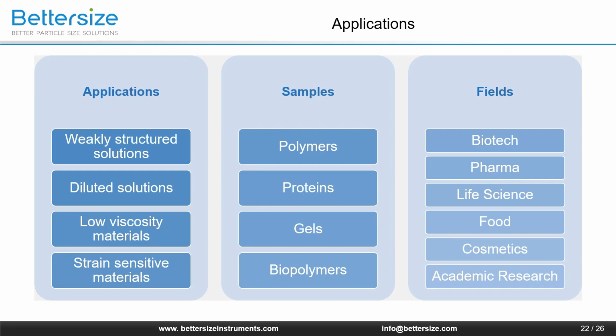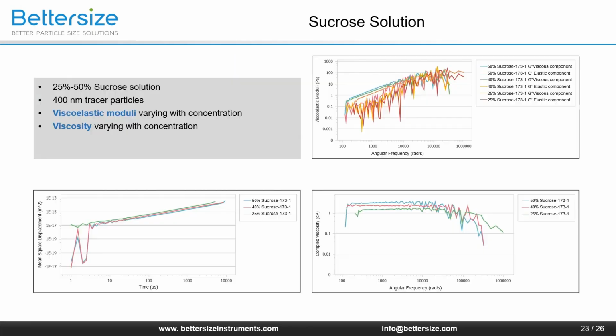DLS microrheology is well suited for polymers, proteins, gels, and biopolymers, and the industries most interested in this technology are biotechnology, pharmaceuticals or life science, food, cosmetics, but also academic research. I will now give some examples of how BeNano DLS microrheology is used to obtain rheological information. The first one is sucrose solutions.